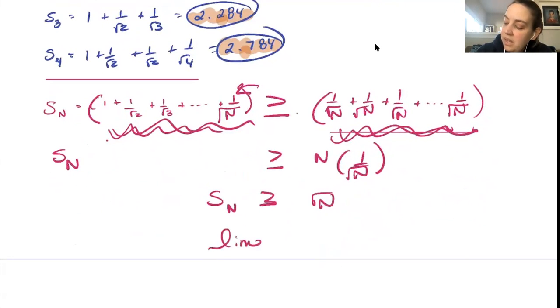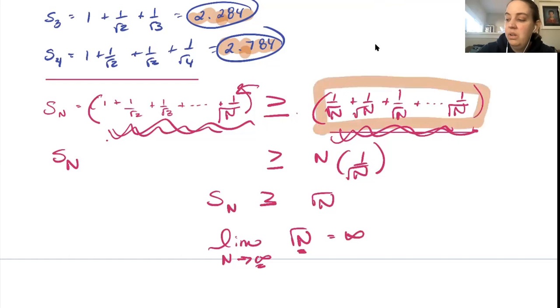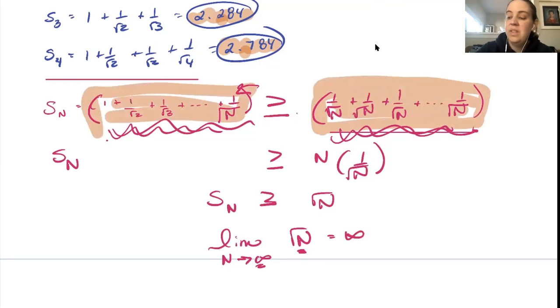Take the limit as n approaches infinity of the square root of n. If you put infinity in place of this n, you get infinity. So the smaller value, this right-hand side, is going to go to infinity. So if that goes to infinity, the sum on the other side, which is bigger, will also have to go to infinity.